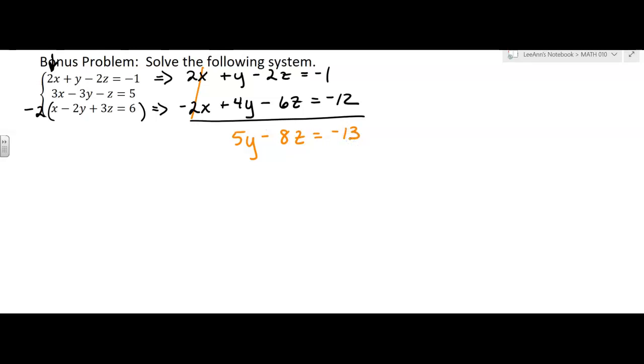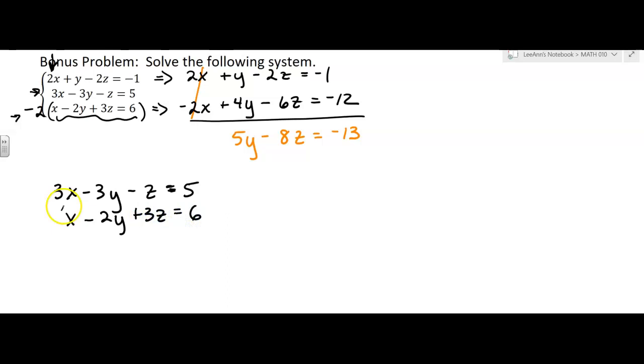Okay, so now I need to come up with another yz problem. Well, maybe it'll be easier if I just copy down, I'm going to use the bottom equation and the middle equation. So maybe it's easier if I just copy those down. 3x minus 3y minus z equals 5. And I think I talked in the first video about having a system, like how are you going to write this out? You'll have to decide what your best system is. So I'm just taking, before I multiply by -2, the original: x minus 2y plus 3z equals 6.